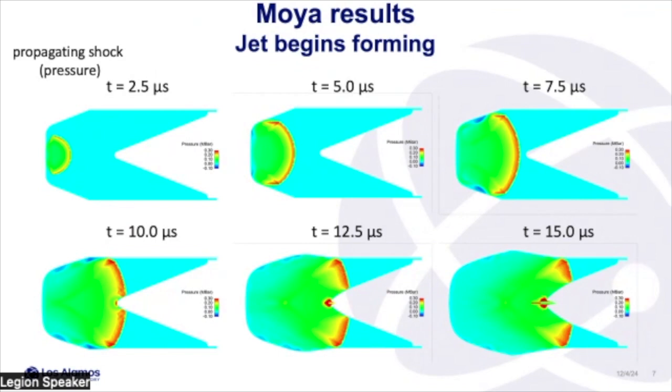These are the Moya simulation results. So we're looking at pressure, and as we move from left to right, we're seeing the shock front propagate through the high explosive and then reach the focus point where the jet is formed.